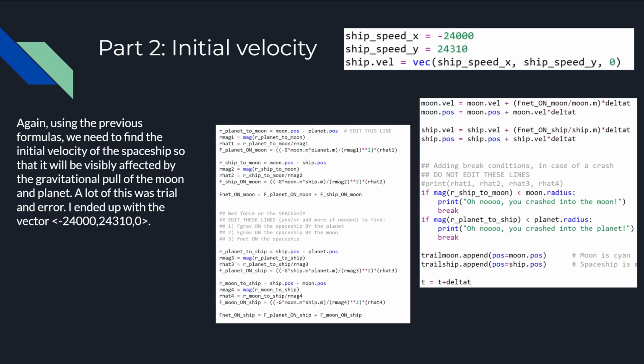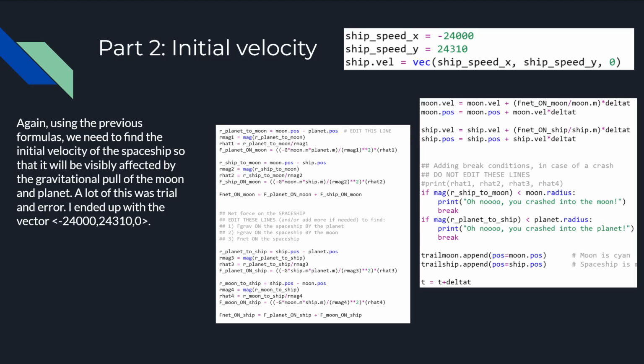In part 2, we had to find the initial velocity of a ship so that it would have a unique orbit that is affected by both a planet and a moon, without crashing into either one of them in a 700-hour period. We used the previous formulas to find initial velocities that would be affected by both, and a lot of it was trial and error.